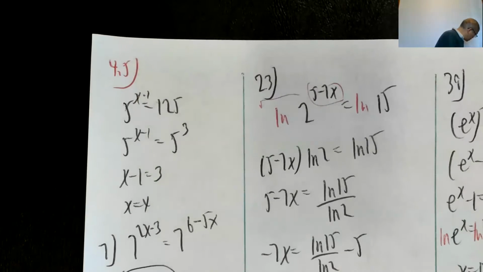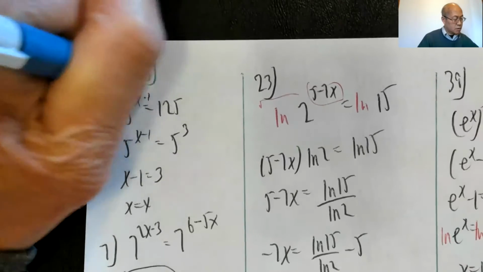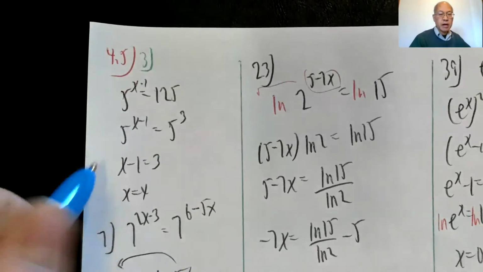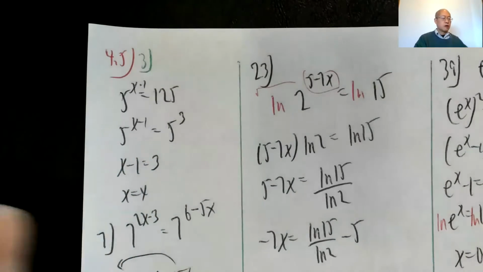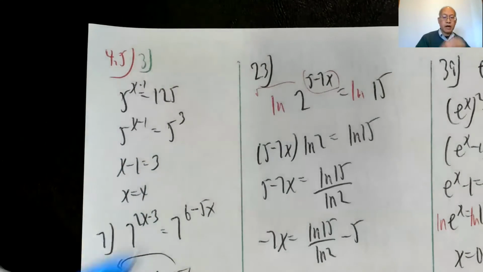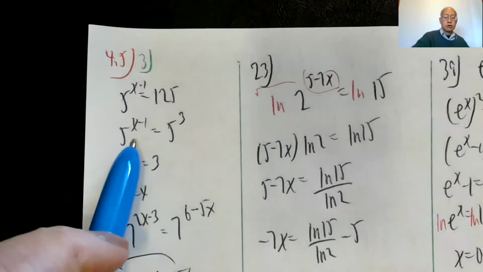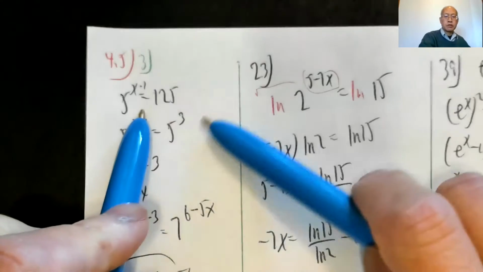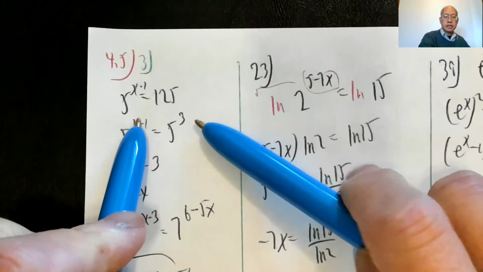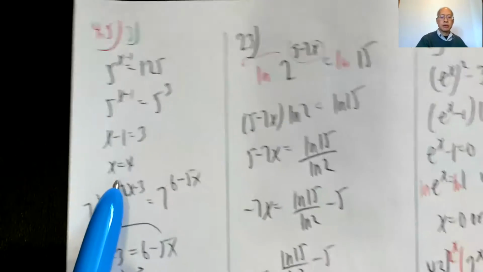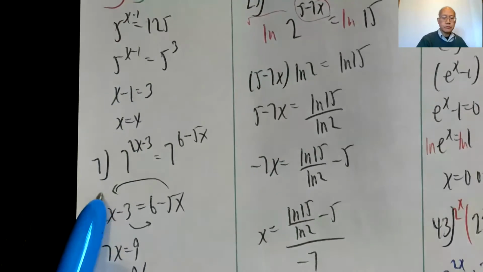So the first problem, problem number 3, I just didn't write it down. 5 to the x minus 1 equals 125. First, I notice I can rewrite 125 as 5 cubed. So 5 to the something equals 5 cubed. This something has to equal 3. So x minus 1 equals 3, x equals 4.